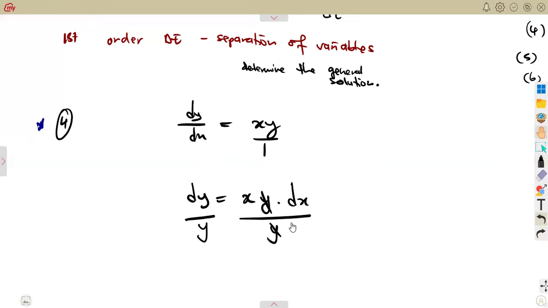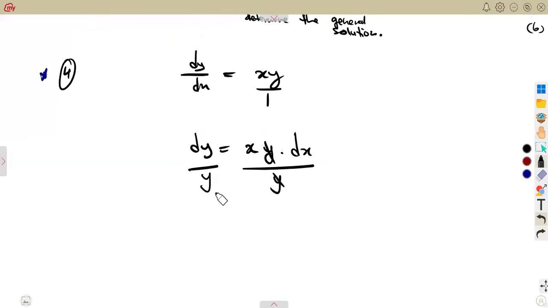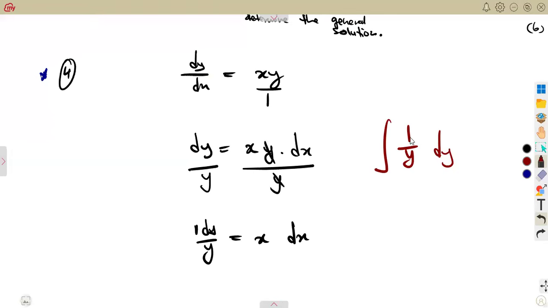By dividing, you are obtaining the part of y on its own. That is dy over y is equal to x dx. And be careful, this is 1 over y, just like 1 over y dy like this. So we're integrating 1 over y.